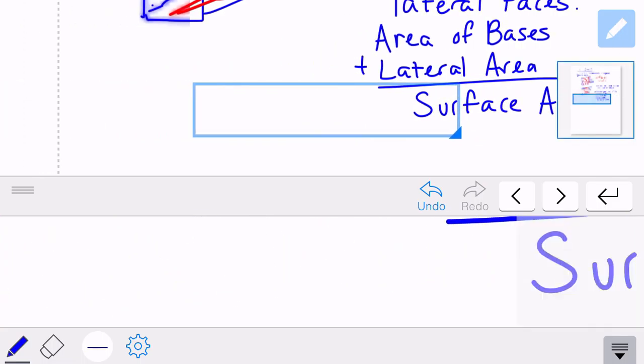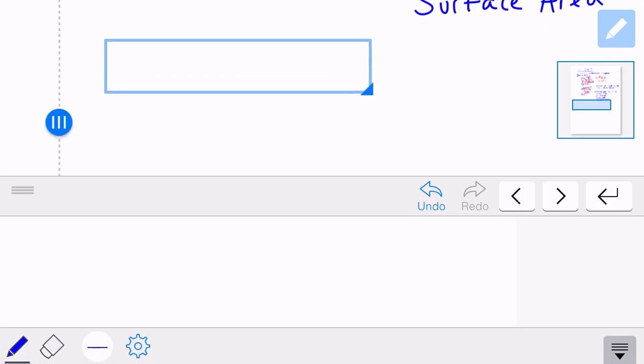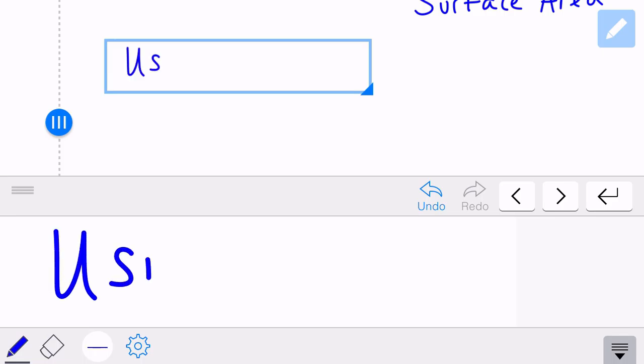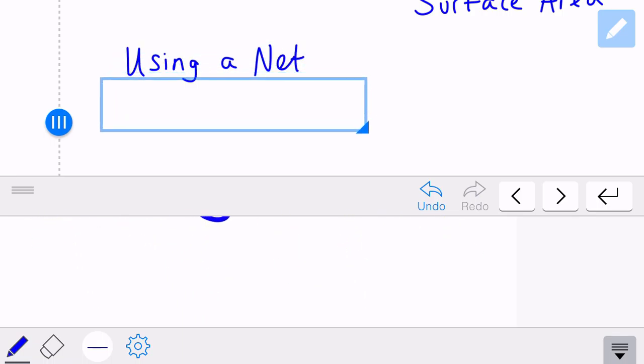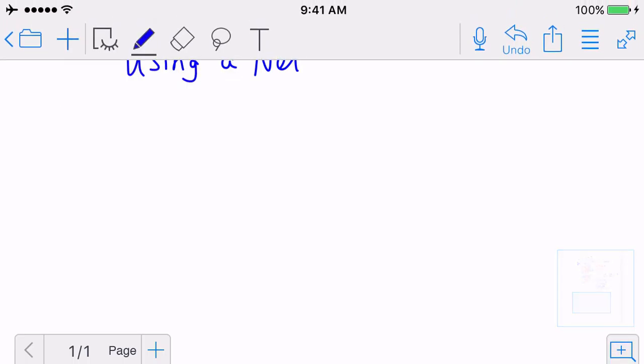All right, moving along. So then how do we find the surface area? Well, we might be able to use a net. We talked about those nets yesterday. So how do we draw a net? Let's go over that. So let's say I have a prism here.